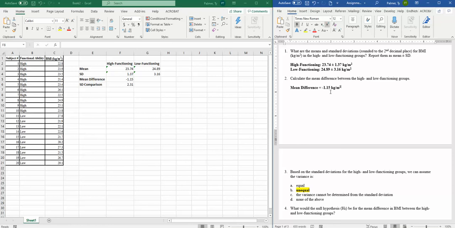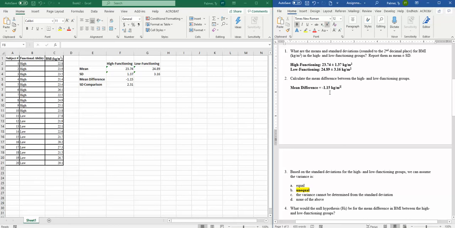Is it reliably different from 0? Maybe we do another study, like I was saying earlier, with another sample, and we find that the mean difference is positive this time. Maybe the high functioning group has a higher BMI than the low functioning group, and therefore we get a positive mean difference of 1.15.